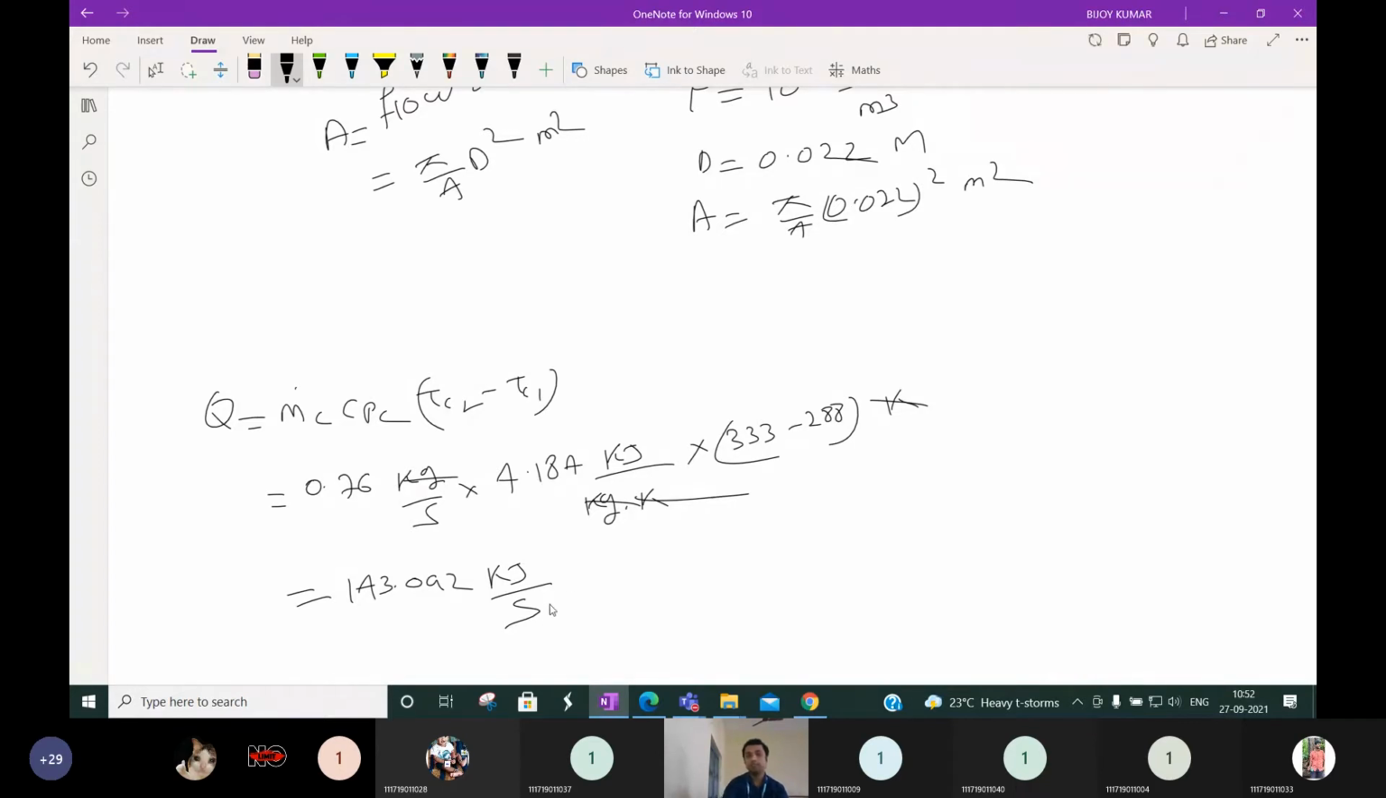Can we write it as joule per second? How? This kilojoule we have to convert to joule by multiplying by 1000. So we can write 143092 joule per second. And we know that this joule per second is nothing but watt. So it will be 143.092 kilowatt. So this Q we got.